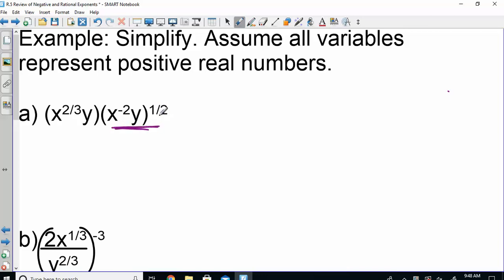We have to take care of this 1/2 on the outside. Now when you distribute it, it has to go to everything on the inside. So there's an x to the -2. This is like a y to the first. When you have a power to a power like that, what do you do with your exponents? Multiply. So -2 times 1/2 is -1. Y, 1 times 1/2 is 1/2.